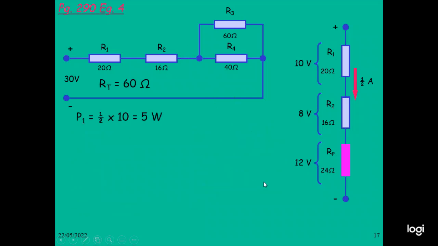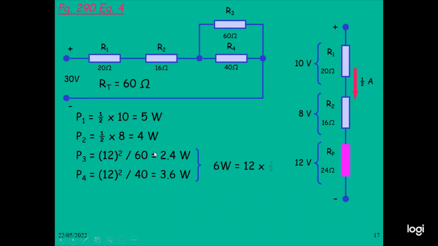And the power can also be calculated. In this case, the current is a half ampere. So power P1: the voltage is 10 volt and the current half, you got a 5 watt. P2 is the current half and resistance 16, you got a 4 watt. P3, in this case you use voltage square divided by resistance. Voltage is 12 square by resistance, so there's a 2.4 watt. P4 is 12 square divided by 40, 3.6 watt.